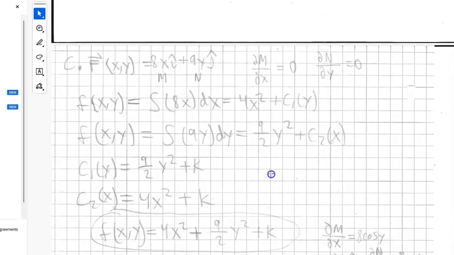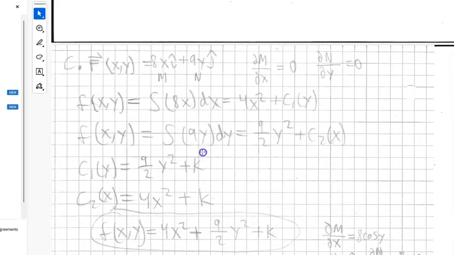Now for the next problem, we have to do 8x i plus 9y j. So first, we find dM over dy and dN over dx, and they're both going to be 0, and since they're both 0, it's conservative. And now we have to find the potential function.